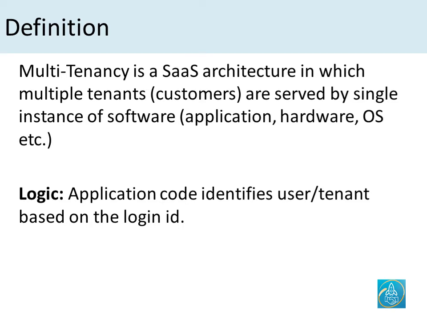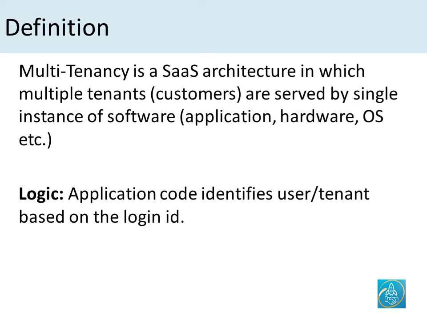What is multi-tenancy? Multi-tenancy is a SaaS architecture in which multiple tenants use a single instance of software, and that single instance includes everything: application, configuration, hardware, operating system, everything. If you do not understand what SaaS means, we recommend that you watch our tutorial on SaaS. It stands for Software as a Service.